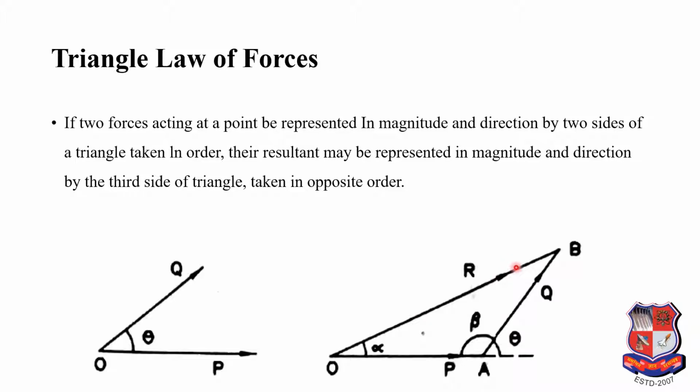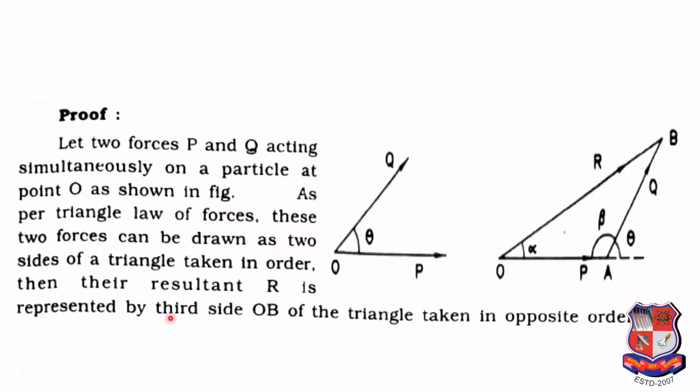Based on that we can say, if two forces acting at a point are represented in magnitude and direction by two sides of a triangle taken in order, the resultant may be represented in magnitude and direction by the third side of the triangle taken in opposite order. Now for the proof, as per the figure, let two forces P and Q act simultaneously on a particle at point O as shown in the figure. You can see two forces P and Q acting simultaneously on a particle at point O, with angle theta.